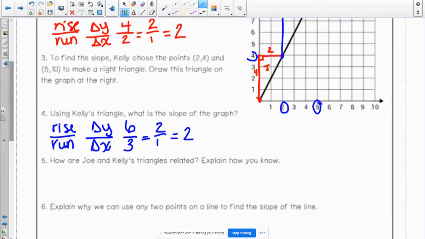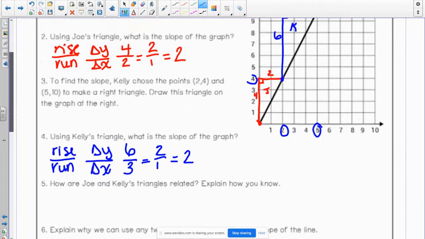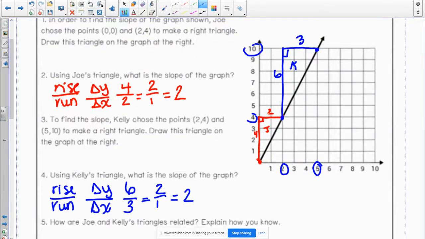So notice that they both ended up with the same slope. Even though they're not the same size, they have the same slope, which totally makes sense because this is a straight line. So it has a constant rate of change. If it didn't have a constant rate of change, it would jig-jag around or be curved. But since it's a straight line, that means that the slope never changes. It's the exact same constant change, in this case, 2 over 1, the whole entire time.